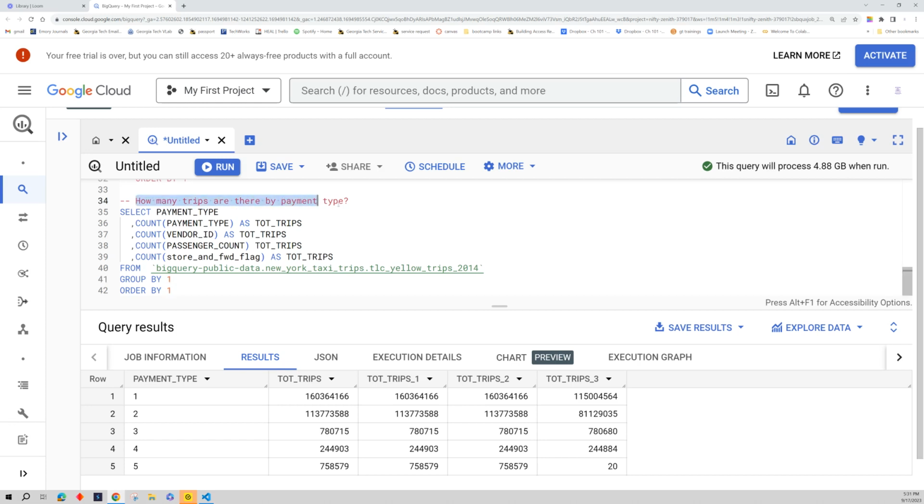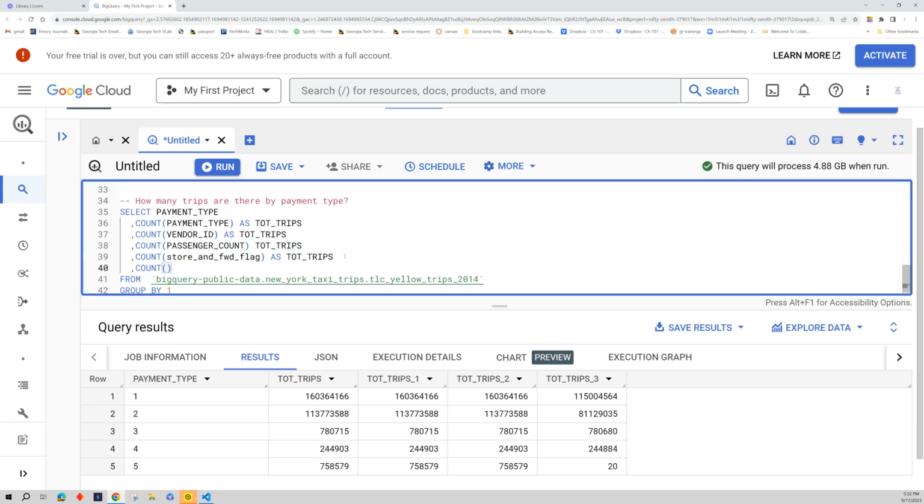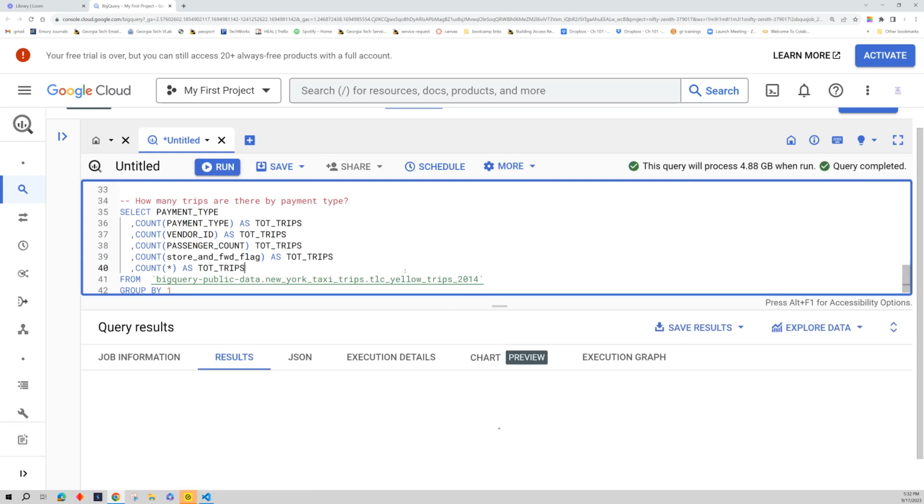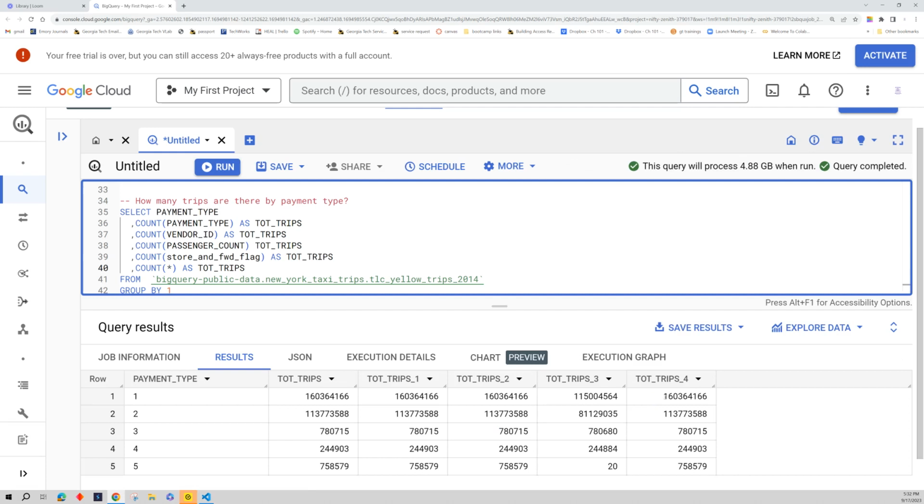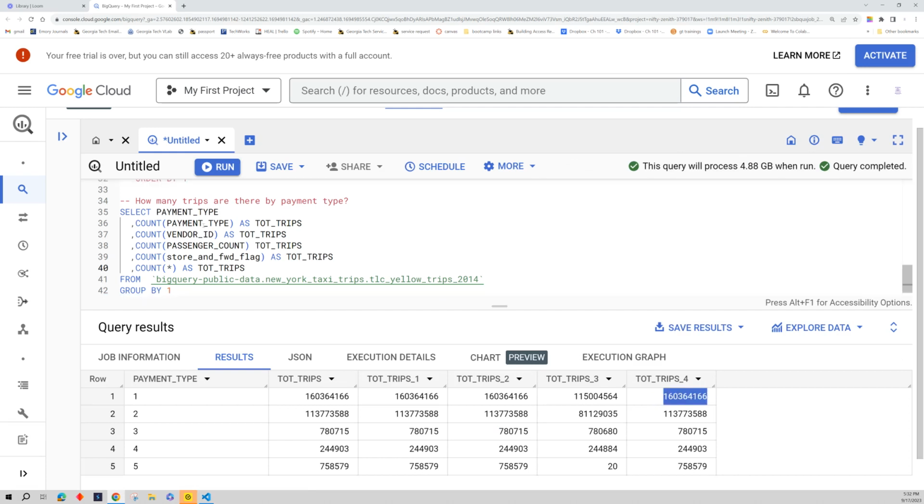In general, if you want to find something like how many trips are there by payment type, we want to include every single entry that there is. We want to count that. So using the store and forward flag wouldn't be good. Another option you can do, and you might see this in other examples, is you can do count star. And what count star does is it just says, I'm going to count any row that has a value. And so we see when we do count star, that's the same thing as if we did count payment type, vendor ID, or passenger count. So it's just a couple different ways that you can use the count function.